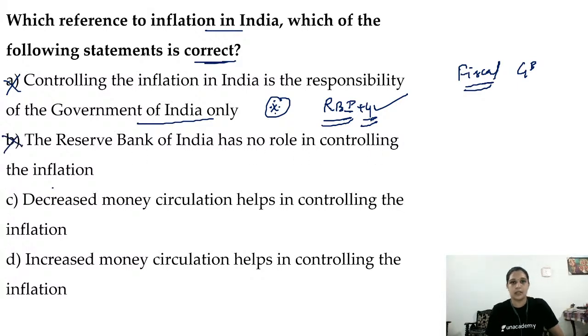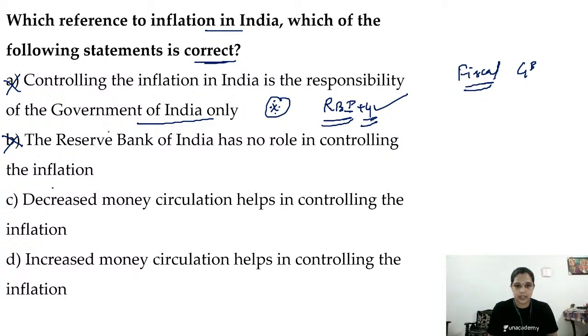Both are the same statement. See this. Controlling the inflation is a responsibility of the government only, and Reserve Bank of India has no role. Both are the same statement, they just changed the words. So if two options have the same meaning, both are wrong. Keep that in mind. Can two options become the answer? No, only one option is the answer. If two options have the same meaning, both the options are wrong, you can readily eliminate them.